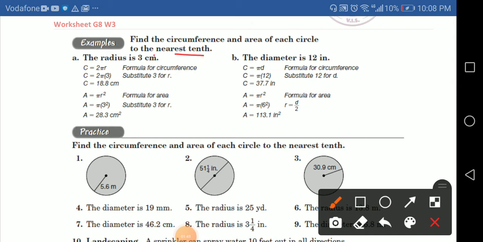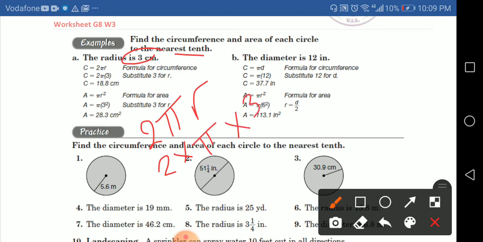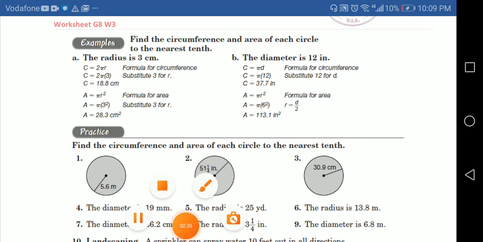So the radius is given here, 3. So what about the circumference? 2 pi r. So 2 times pi times the radius, which is 3. So it will be pi here. I can say it's 3.14, or I can say it's 22 over 7. So the easier here will be 3.14. And then calculate.